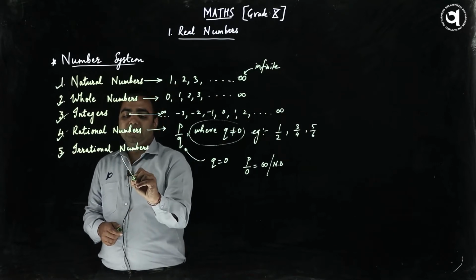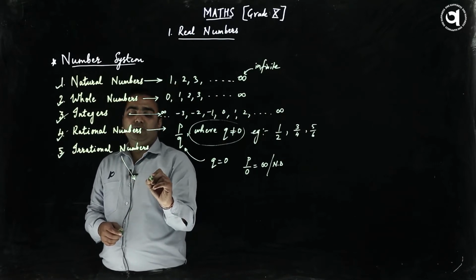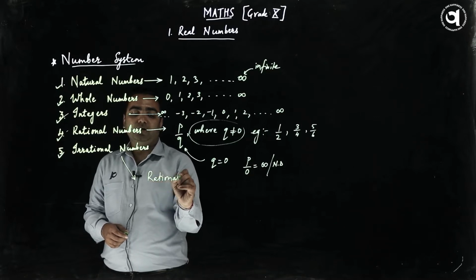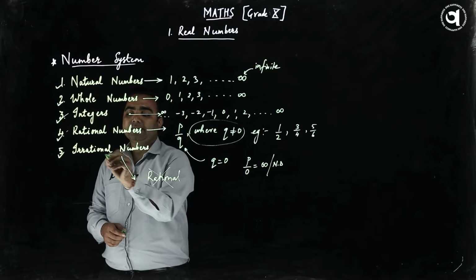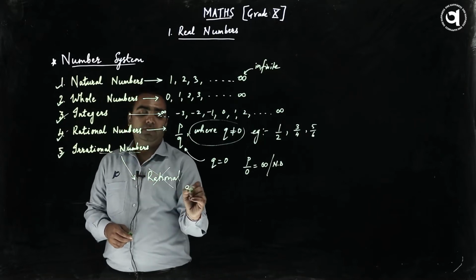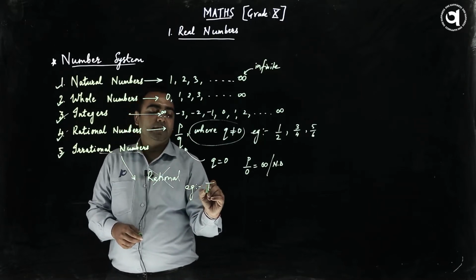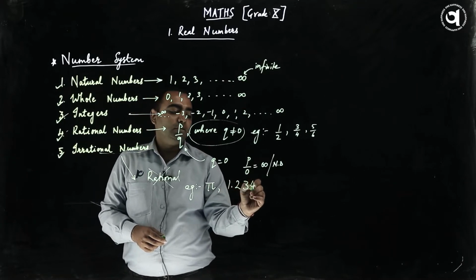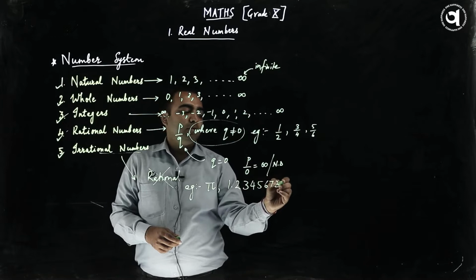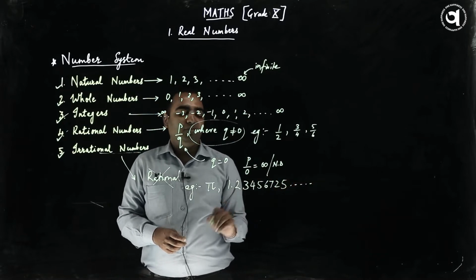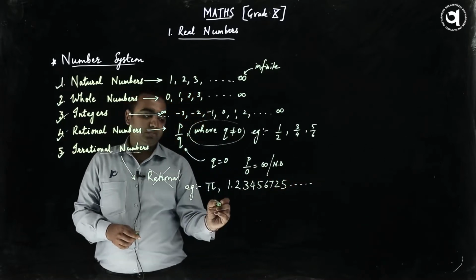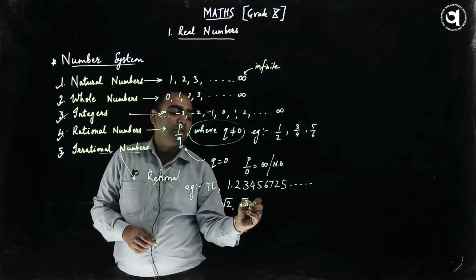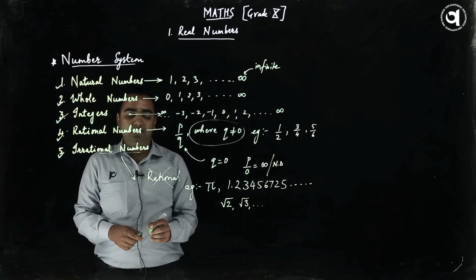After that, irrational numbers. A number which cannot be written in rational form is said to be an irrational number. For example, we can say pi. Any non-terminating number like this, going up to infinity, is called an irrational number. Apart from this, root 2, root 3, these are also said to be irrational numbers.